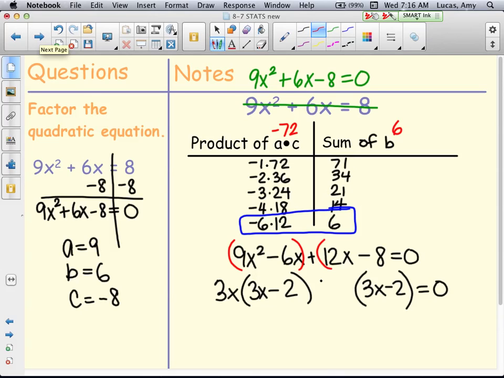So look at this grouping, and what am I multiplying by to get my positive 12x? 4. So 4 times 3x is 12x. 4 times negative 2 is negative 8. So my first binomial is 3x minus 2, the one that matches, and my second one, 3x plus 4.